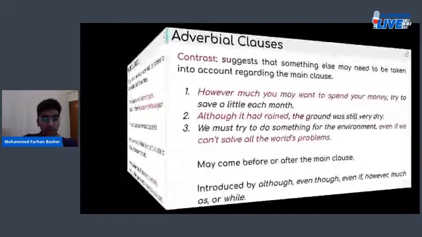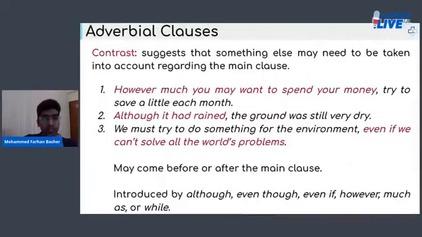And now we have contrast. Adverbial clauses that define contrasts highlight a contrast in the main clause. They suggest that something else may need to be taken into account regarding the main clause. Now, follow these.